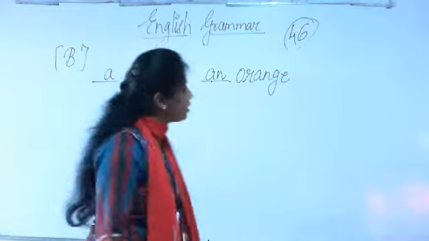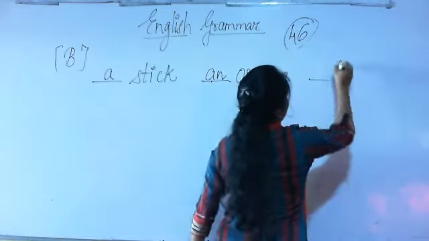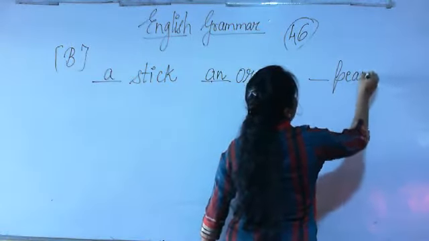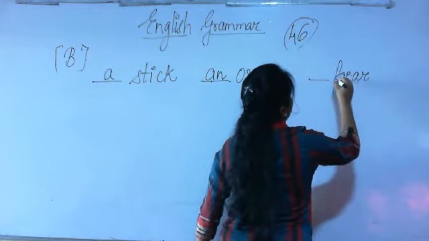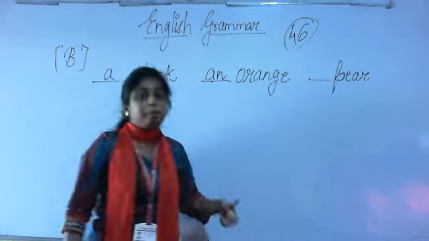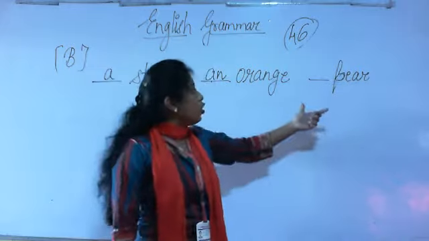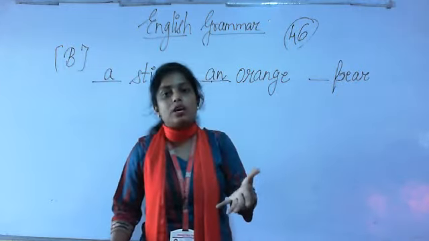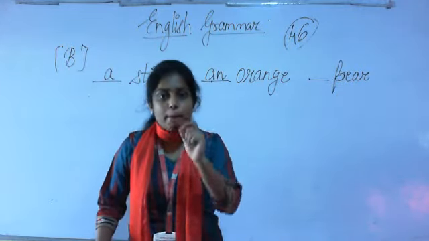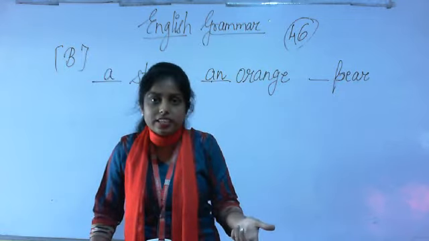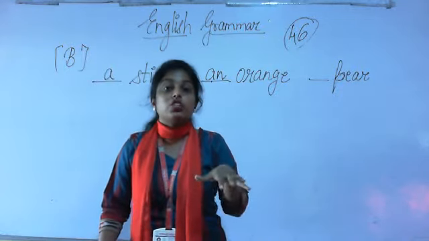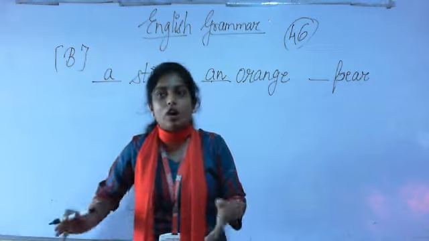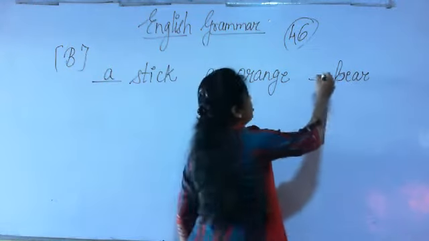Then, dash pear. Pear. Okay. In pear, what sound is coming? P sound is coming. P sound comes under the consonants, right? P is a consonant. So with consonants what do we use, a or an? We use a. So, a pear.